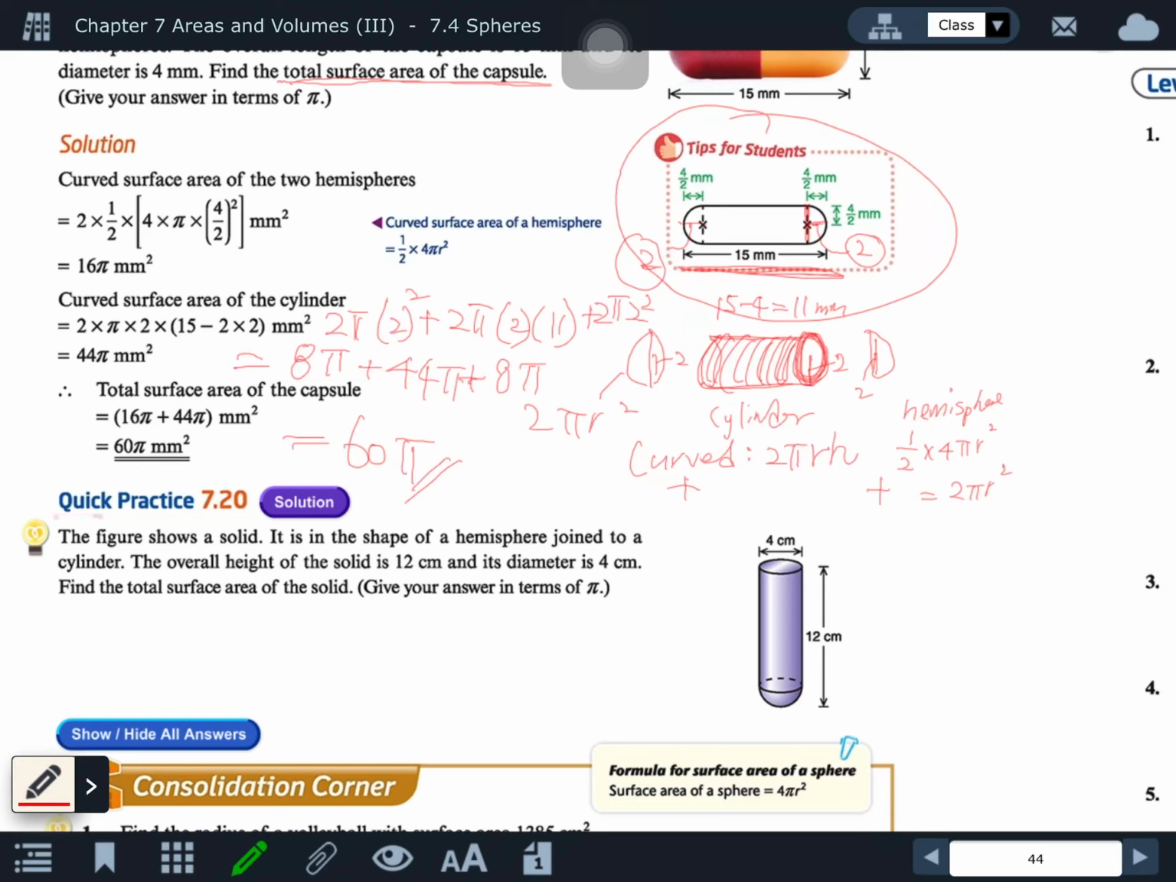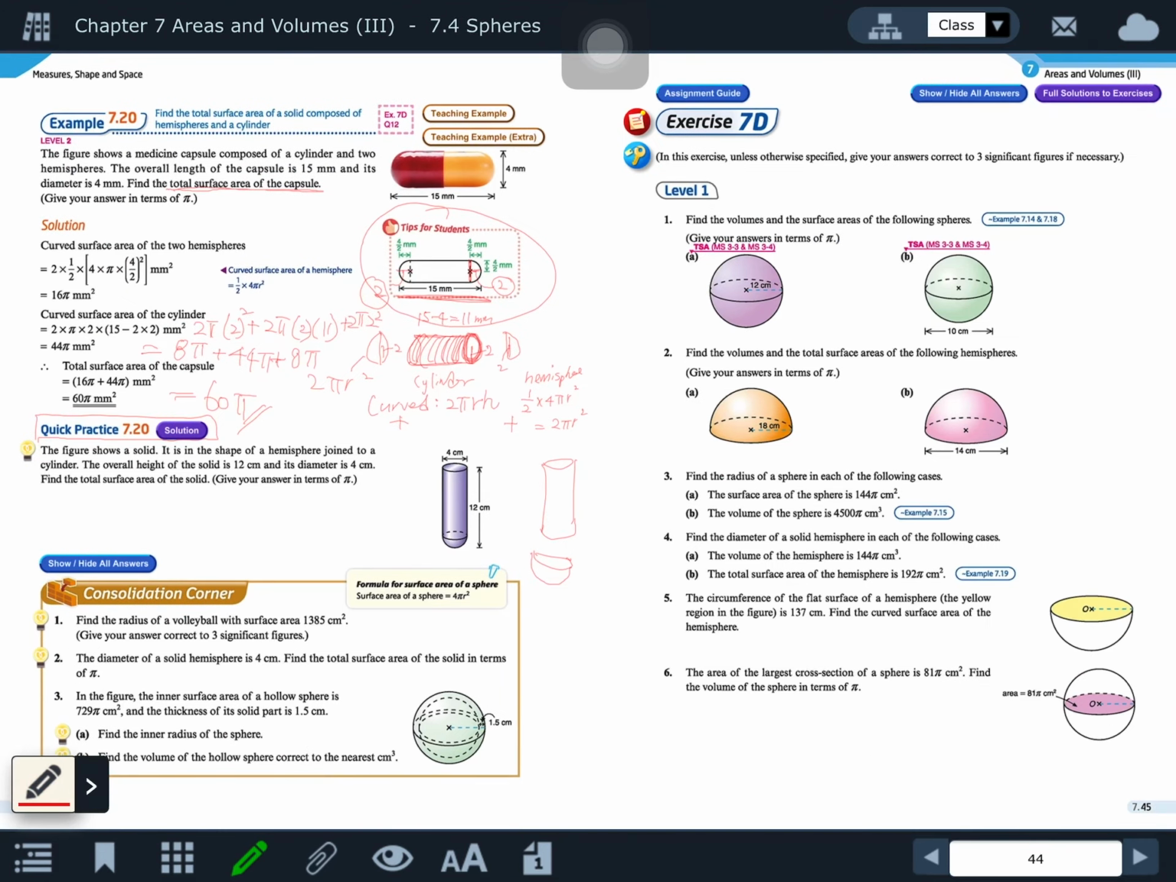So you will see the quick practice 7.20 also consists of two parts. The first part is the cylinder, and the second part is the sphere. Okay, so what kind of areas do you need to add up together, and how can you apply it? You can try referring to example 7.20. Okay, let's try all these quick practices and also the consultation corner. If you find any question, you can find me.